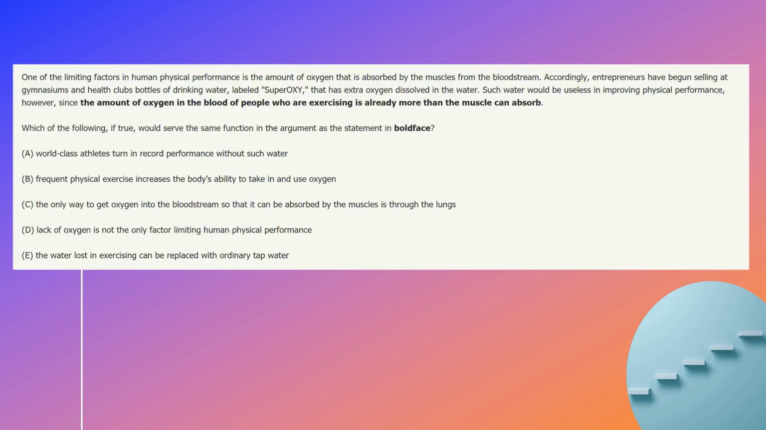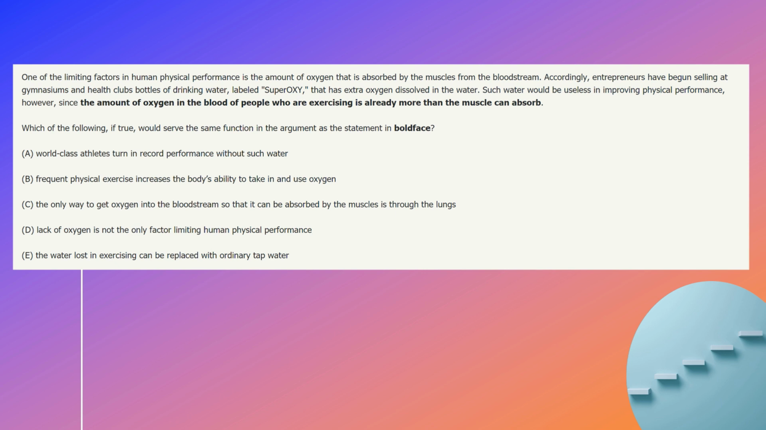Okay, one more. This, I believe, came from the GMAT. It looks like a boldface question, but here we have it again. Which of the following would serve the same function? Parallel the reasoning in the argument as the statement in boldface. Okay, let's read this one. It's a bit longer, so we're going to read quite slowly. Oh, by the way, we're only dealing with the boldface thing. We're only paralleling that. It's not like we have to assess the entire paragraph in terms of pluses and minuses, just that bit in bold.